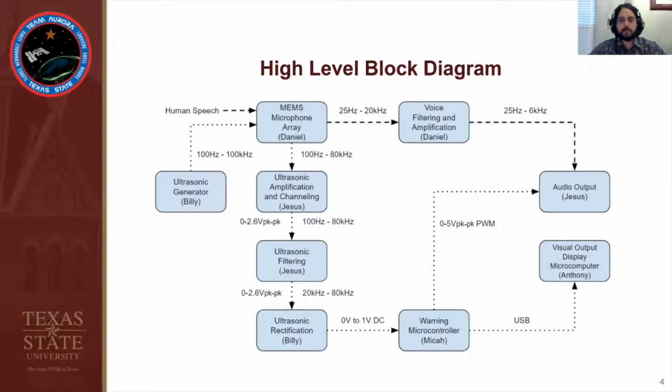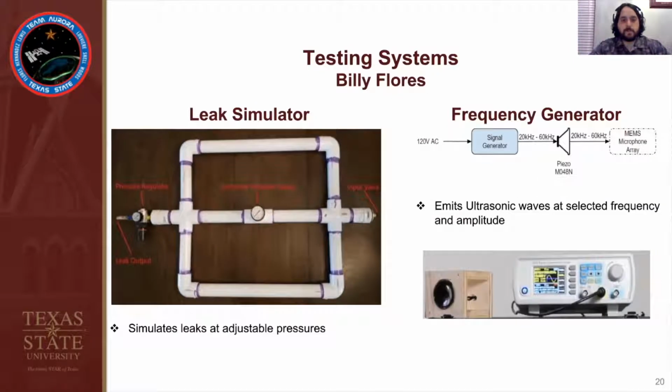A challenge the team had was coming up with ways to test our system. So we started with two methods, with the leak simulator on the left and the frequency generator on the right. The leak simulator is designed to simulate air leaks at different pressures by adjusting the pressure regulator. And the frequency generator allows us to select ultrasonic frequencies and amplitudes for precise system testing.